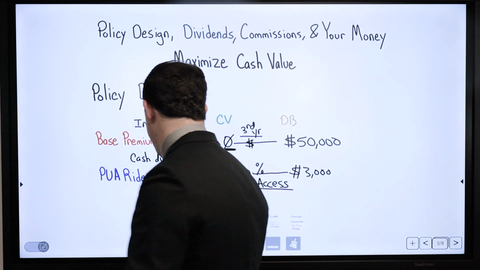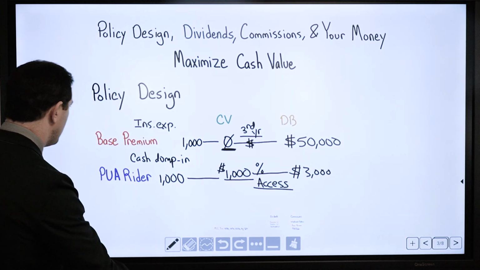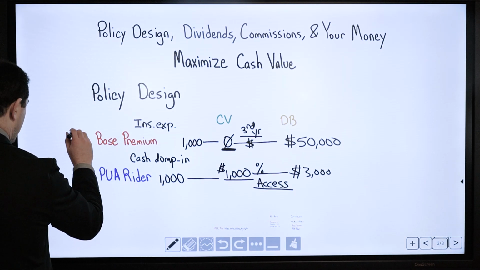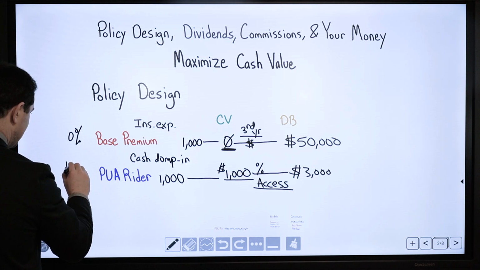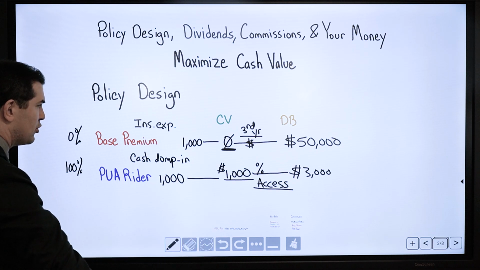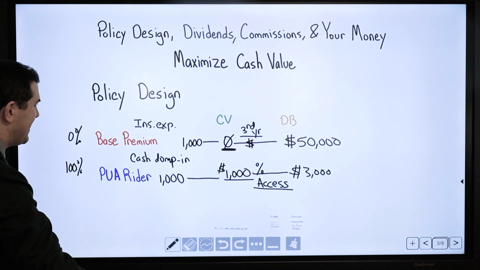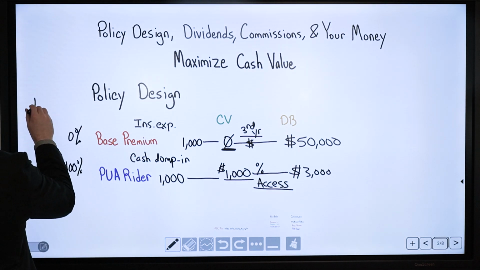So back to the policy design. Again, if you can choose where your money goes, where would you want to put it? Often we get this question, or one asks, hey, how do I put 0% of my money towards the premium and everything towards the PUA component? We cannot go quite that aggressive. And the reason why is due to limitations.